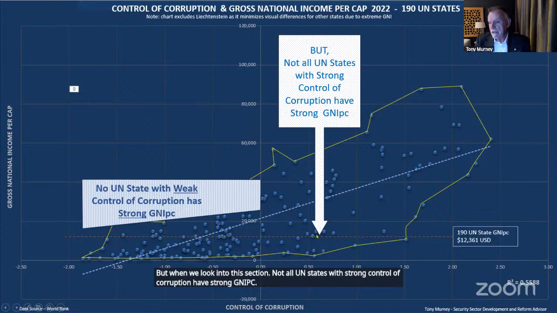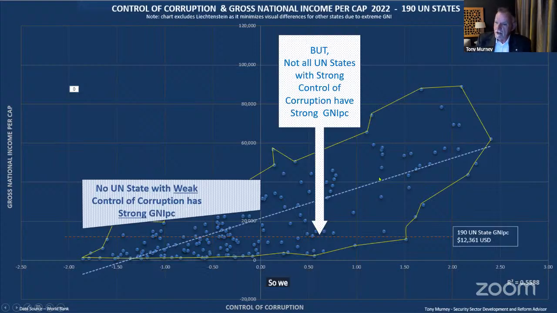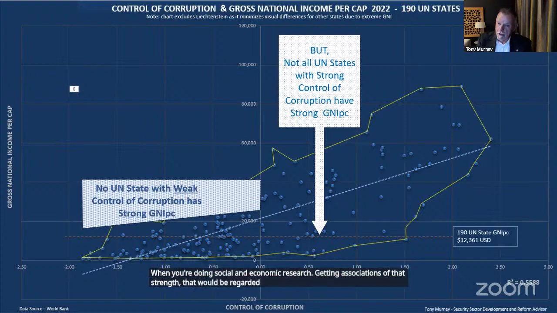But when we look into this section, not all UN states with strong control of corruption have strong GNI per capita. So the sort of issues we saw first up are now becoming more nuanced. But nevertheless, when we talk about a 56% association between two variables, when you're doing social and economic research, getting associations of that strength would be regarded as very high. The ones we've seen earlier are exceptional.